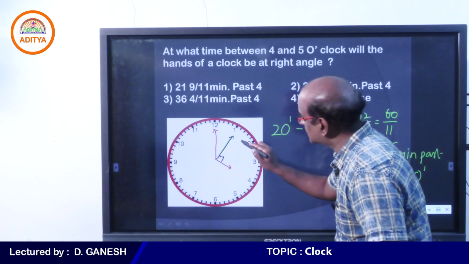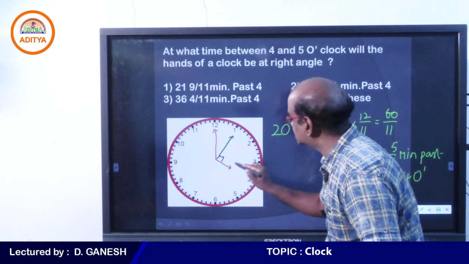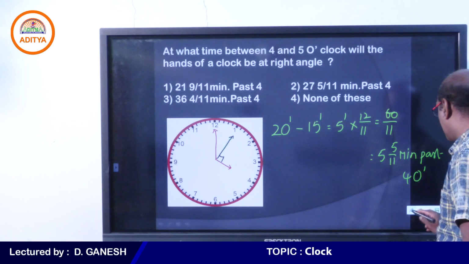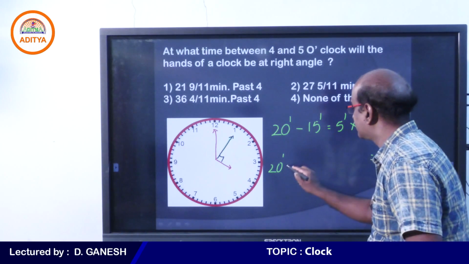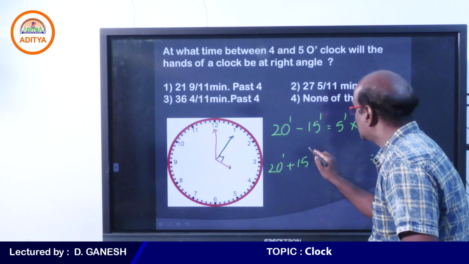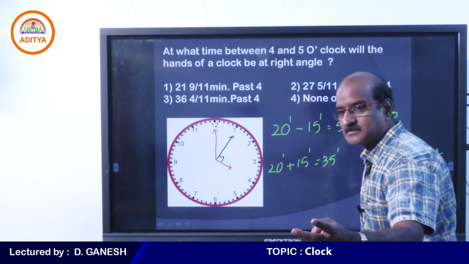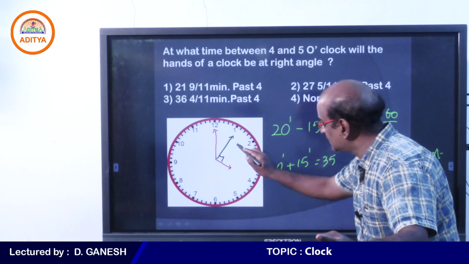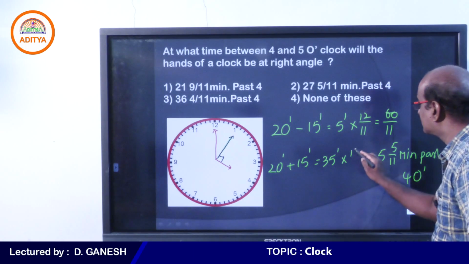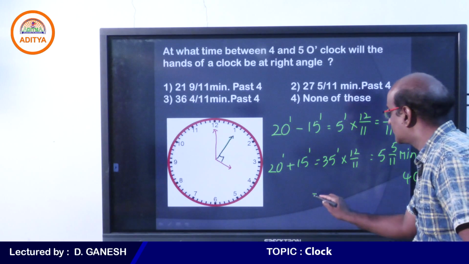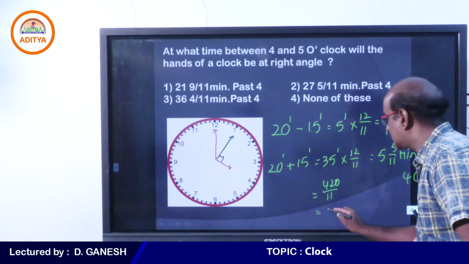So coincidence happens not exactly at 4:5, but it also happens at 4:75. Therefore, we have to see two options. What is that? 20 minus 15 and 20 plus 15. So 35 divisions. It happens 2 times. One is 4:5, another one is 4:35. Therefore, for 35, 12 by 11.